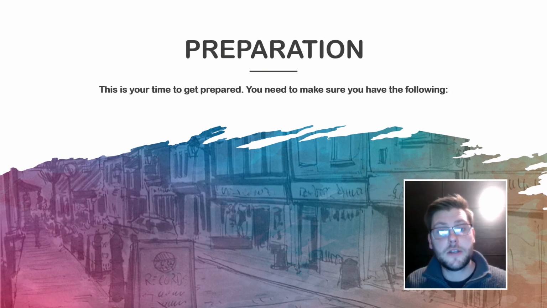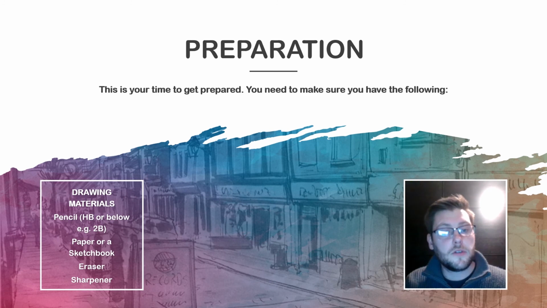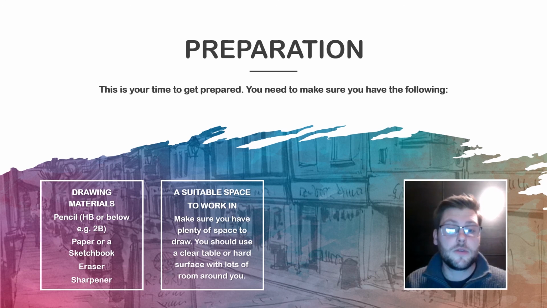For your preparation, there's a few things you'll need before we start. Drawing materials: you'll need a pencil, an HB or below. For the example, I used a 2B pencil, paper or a sketchbook, an eraser, and a sharpener. You'll need a suitable space to work in. Make sure you've got plenty of space to draw.